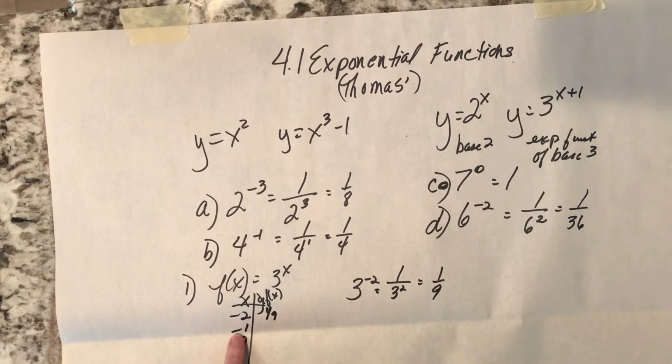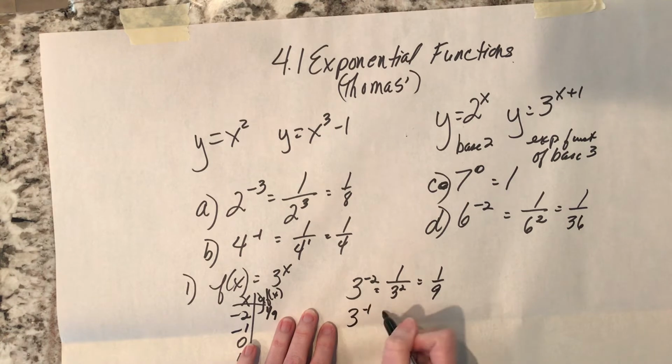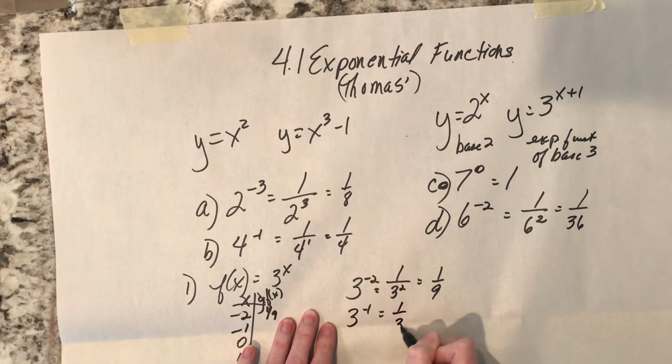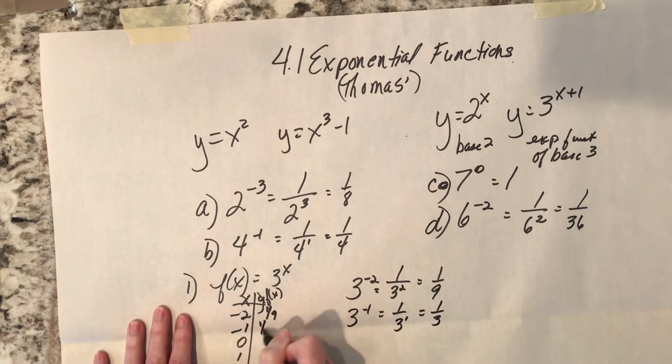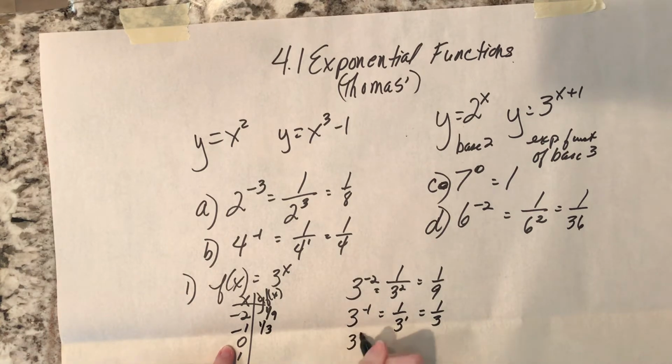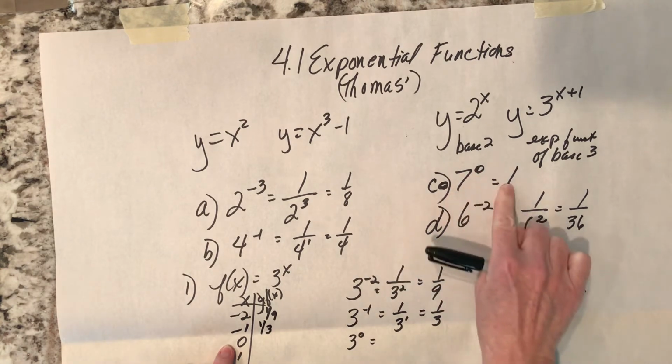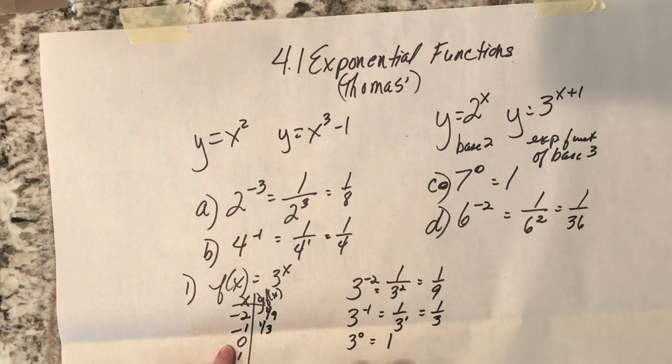When I plug in a negative 1, 3 to the negative 1, the negative exponent says move me, move me, move me, and that gives me 1/3. So I've got 1/3 for my second y. 3 to the 0 power, remember anybody to the 0 power is equal to a 1. And then we've got 3 to the first power, well you know that's 3. And then 3 to the second power, and you know that's 9.